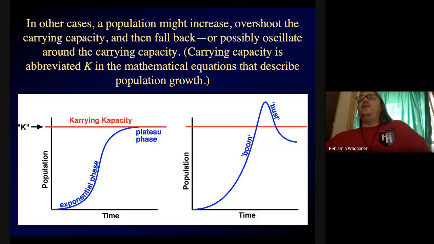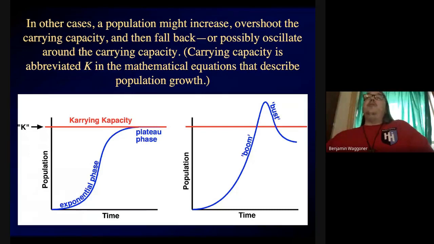It might overshoot and fall down and then shoot up again and then fall down and then bounce up again and so on. So in the real world, you can have more complex things than just a leveling off. But you can think of carrying capacity as being this line that if the curve overshoots the line, it'll drop back down.